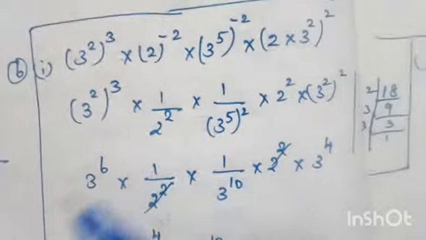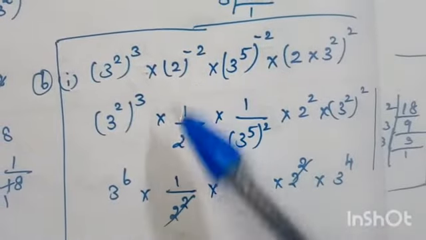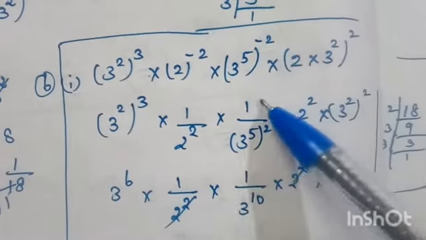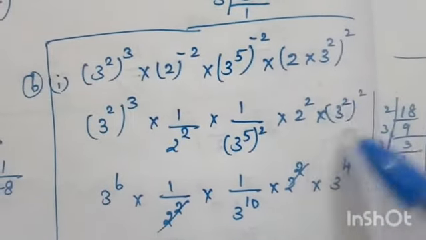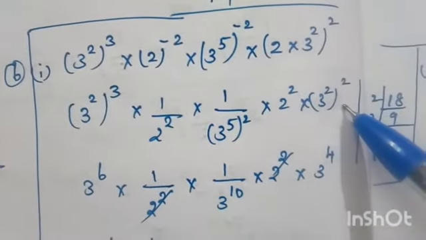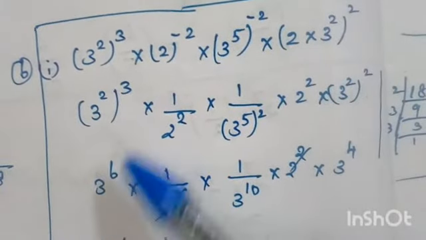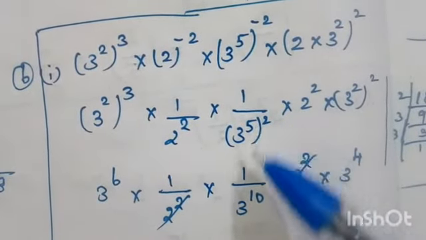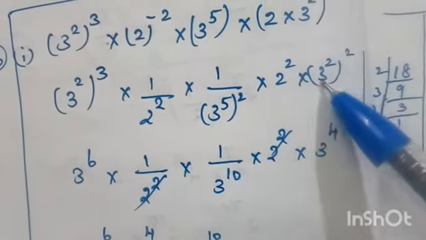So the whole square. 3 square whole cube into, it is in the form a power minus m, 1 by a power m, that is 1 by 2 square, into 1 by 3 power 5 whole square, into 2 square into 3 square whole square. a into b whole power m is a power m into b power m, and a power m whole power n. So 3 2s are 6, 2 3s are 6: 3 power 6 into 1 by 2 square into 3 power 5, 2 5s are 10, 3 power 10. For 2 square into 2 square it is 4.